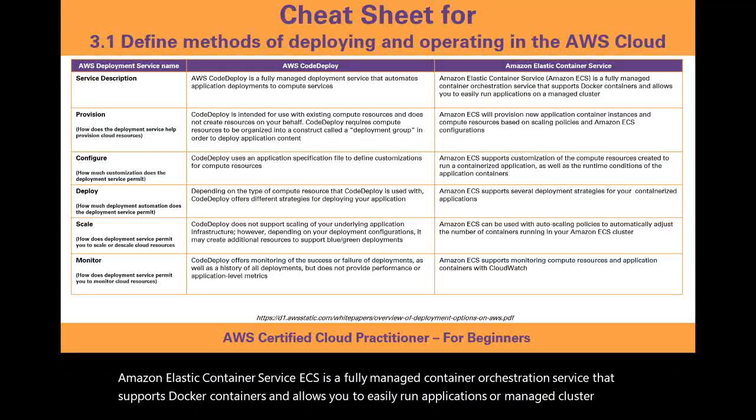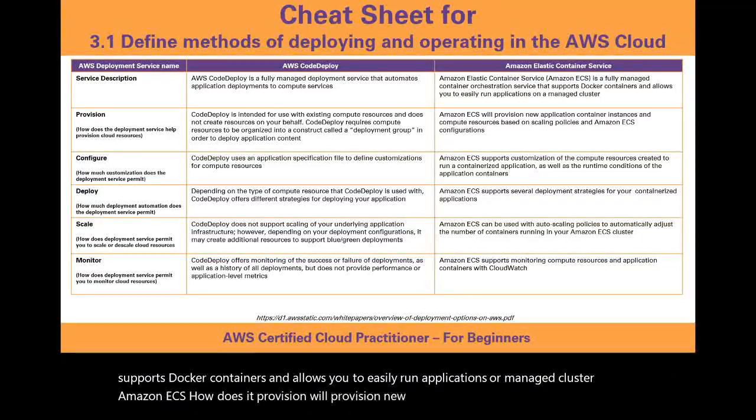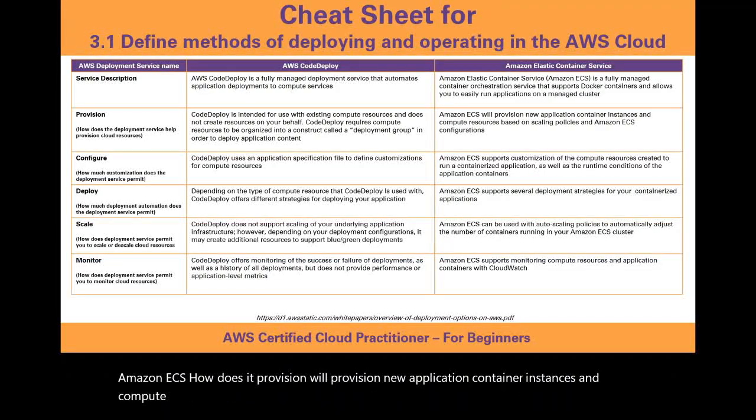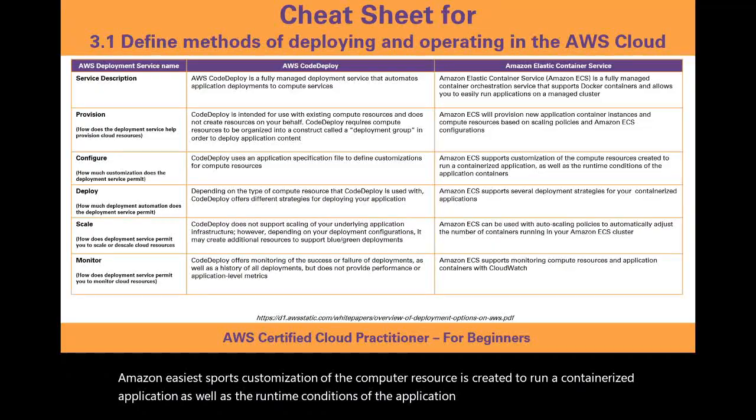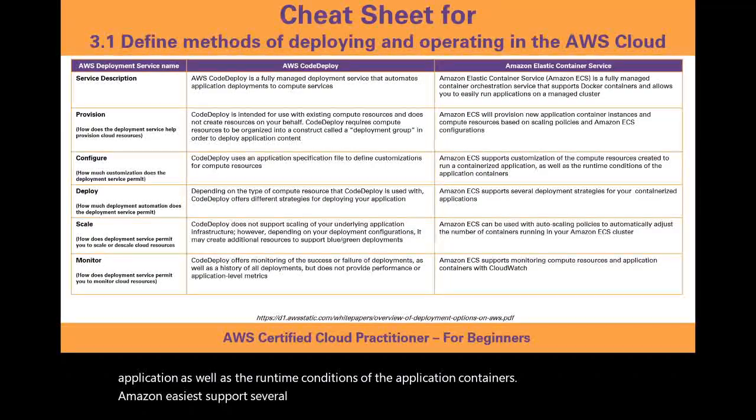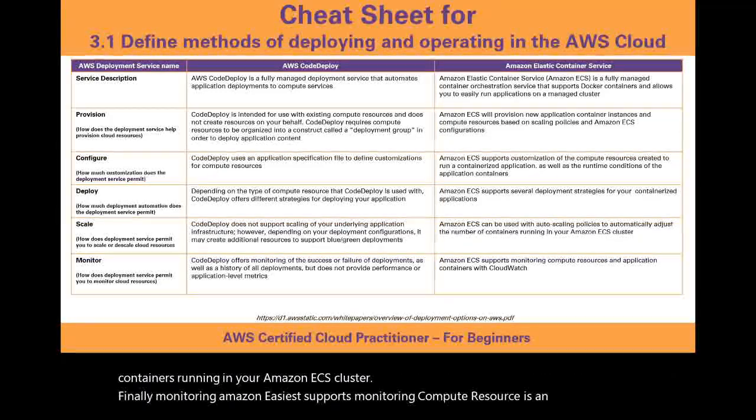Amazon ECS, how does it provision? It will provision new application container instances and compute resources based on scaling policies and Amazon ECS configurations. Amazon ECS supports customization of the compute resources created to run a containerized application, as well as the runtime conditions of the application containers. Deploy: Amazon ECS supports several deployment strategies for your containerized applications. Scale: Amazon ECS can be used with auto scaling policies to automatically adjust the number of containers running in your Amazon ECS cluster. Finally, monitoring. Amazon ECS supports monitoring compute resources and application containers with CloudWatch.